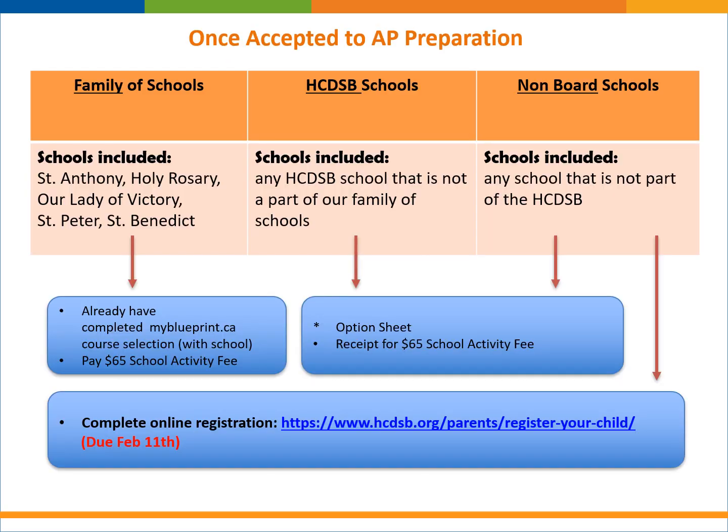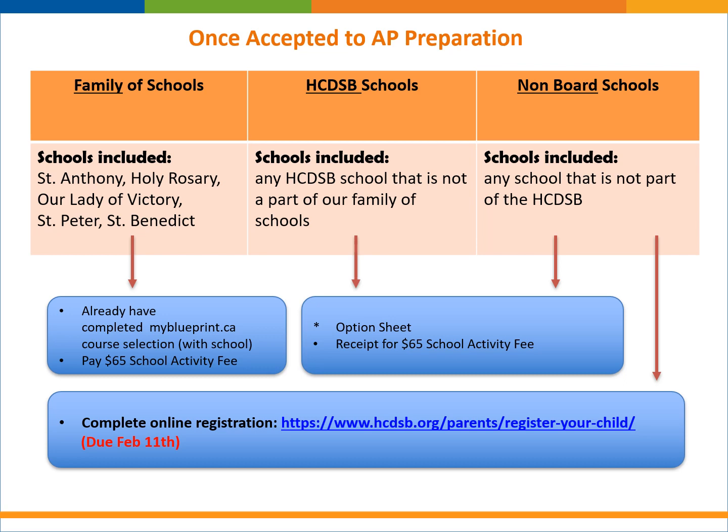So once students are accepted to the Advanced Placement Preparation Program, when they receive an email from us, there are a few steps to consider dependent on the elementary school the student is coming from. So for our family of schools for Bishop Reading, which include St. Anthony, Holy Rosary, Our Lady of Victory, St. Peter, and St. Benedict, these students will be filling out their chosen Bishop Reading courses through their myblueprint.ca accounts with the help of their grade 8 teachers.